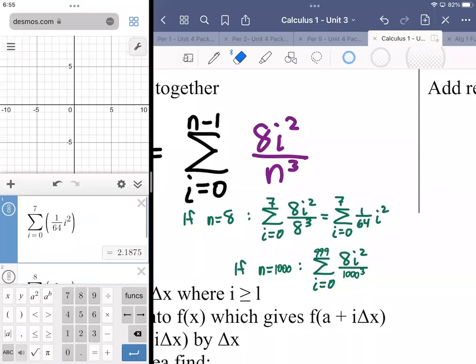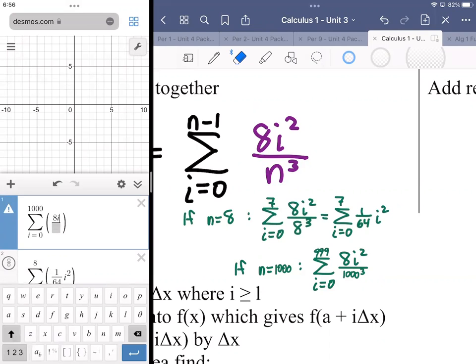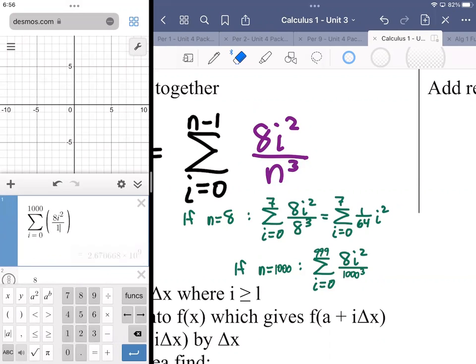So let me just pop that in, see if Desmos can handle it. I might be getting a little overzealous. Probably could have just retyped the whole thing. 1,000 cubed. All right, so 2.67 is what this is saying the lower bound of the area would be if I had 1,000 rectangles in there.